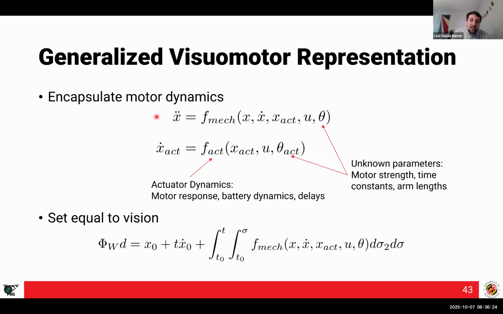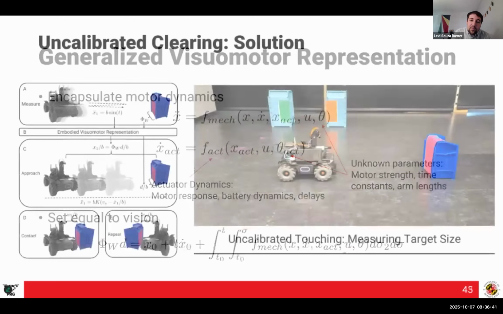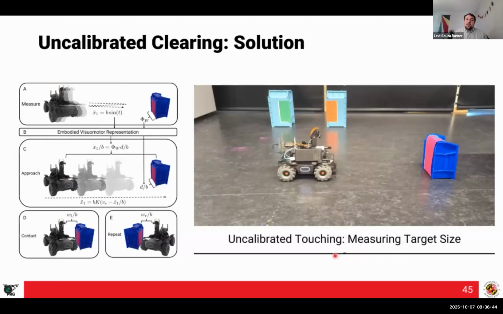And so the key here is still that at the end of the day, we get a constraint, which is much more general. This looks like something I showed you before, except that the scale of vision D is no longer fixed to be the same as initial position. And we have some more dynamics that we may need to estimate the parameters of online. And so this generalization allowed us to solve the uncalibrated clearing problem in this way.